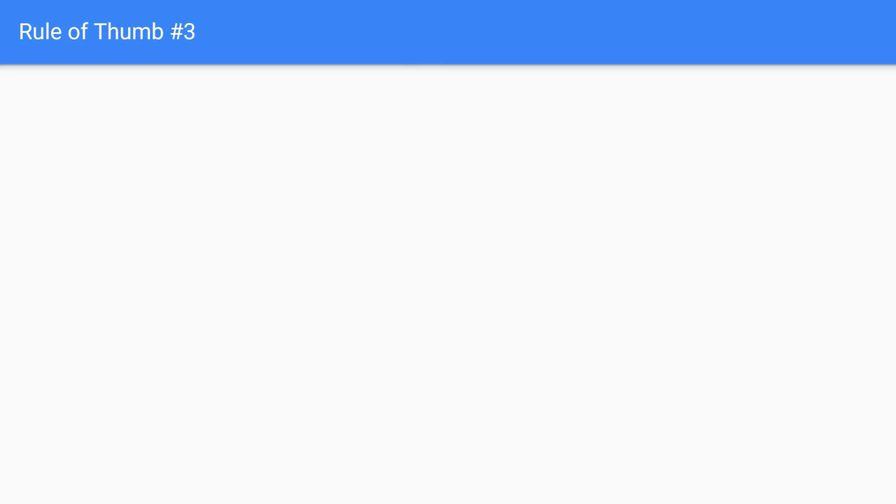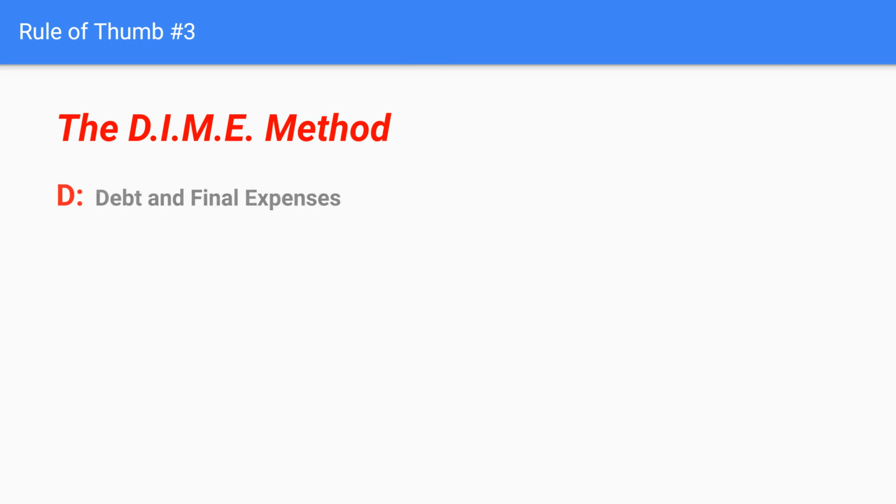Now let's go into rule of thumb number 3. This is called the D.I.M.E method. Obviously the D, the I, the M, and the E are acronyms for something, so I'm going to share with you what that means. D is for debt and final expenses. In the case that something happens and you pass, you want to make sure that you don't leave any liabilities, any types of debts, so that they can properly bury you and your loved ones don't have to worry about the burden of all the debt that you leave behind or the final expenses for a proper burial. It's bad enough when you pass, so you don't want to leave that type of stress on anyone.